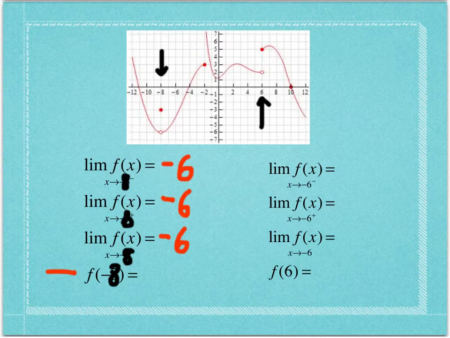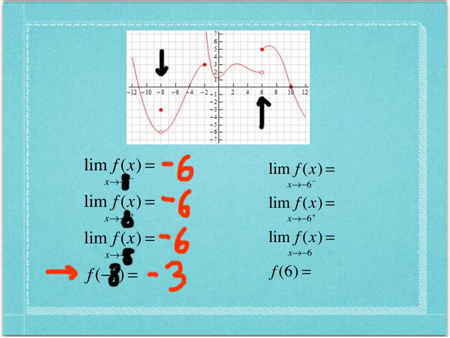Now, this one right here, the f of -8, that's the actual value. That's the actual y value. And notice that's going to be a little bit different. That's -3. That's right where this dot is. That's the actual value of the function at -8. So this is kind of a key thing, that a limit can exist even if it's not defined at that particular value.